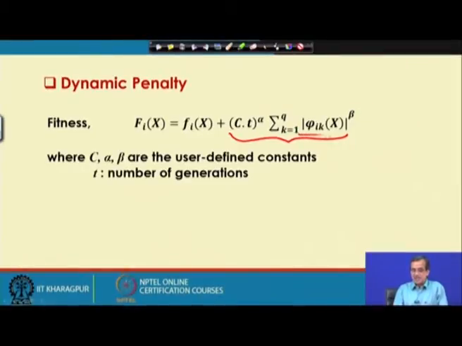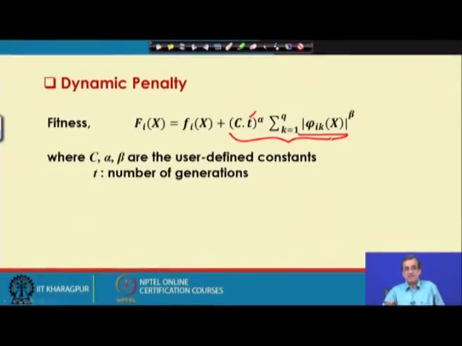Now, here I consider the mod value just to consider the positive value for this particular deviation. This c is a user-defined constant, alpha is another constant, beta is another constant, and t indicates the number of iterations. Now, as t increases, what will happen to this particular penalty term? The penalty term is going to increase.